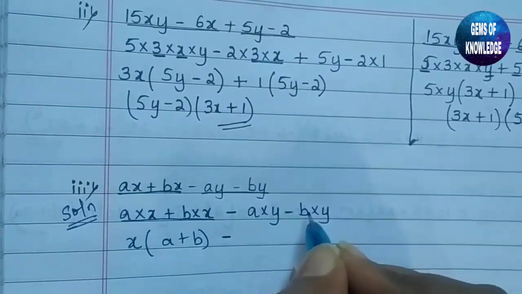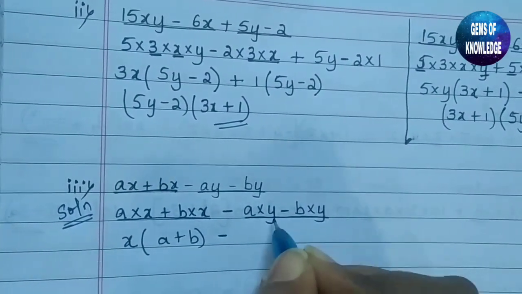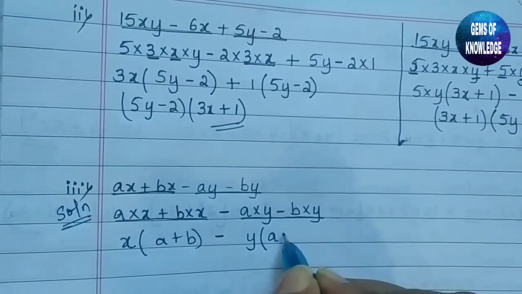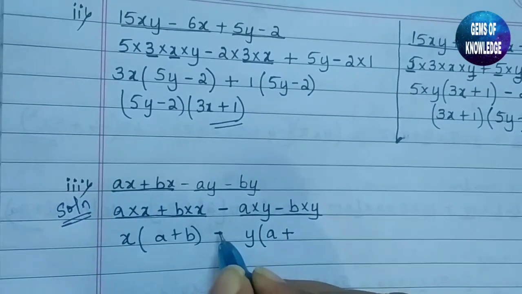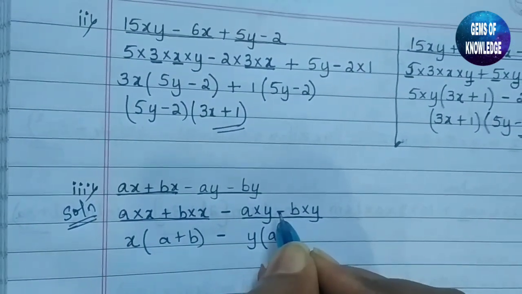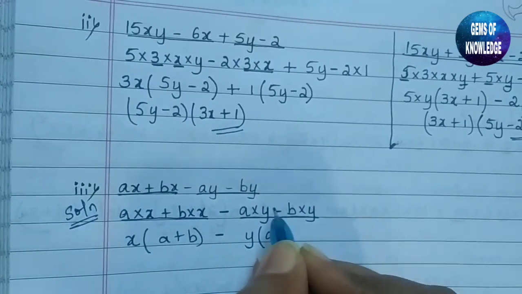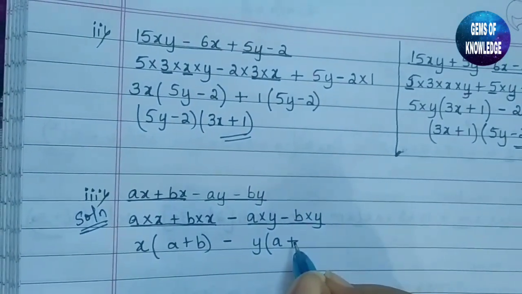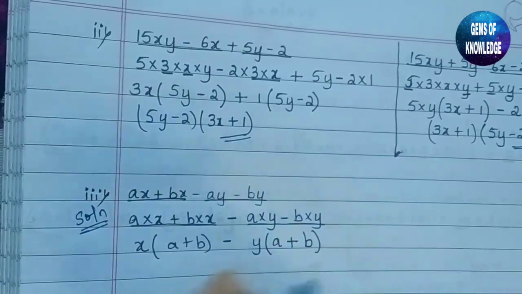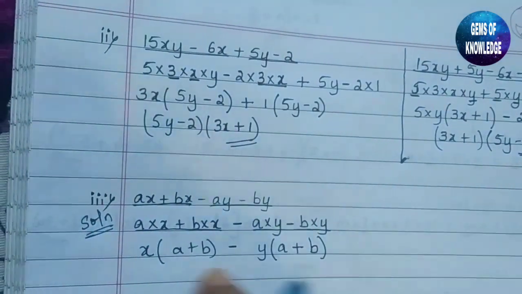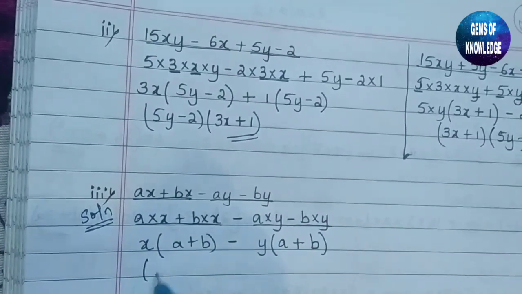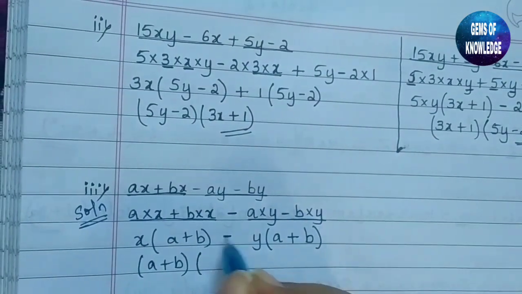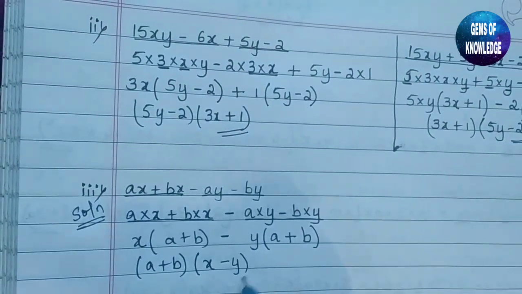Minus, here what is common? You can see y is common over here. a is as it is. Instead of this minus, you need to write plus, because minus into plus gives minus. If you write minus over here, minus into minus gives plus, which will be wrong. So while taking, you have to take it as plus, and b is remaining. You can see both the cases you will get common terms. So your answer will be a plus b common term, and what is remaining? x minus y. So this is the answer.